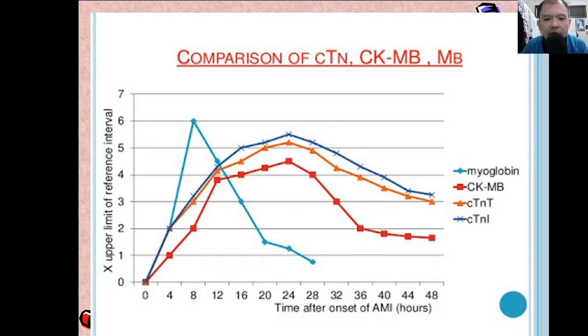This is a very important slide comparing the three biochemical markers. You have myoglobin, which is the one that starts to elevate first. Next is the CKMB. Next is the troponin. So we are talking more specifically about troponin I.